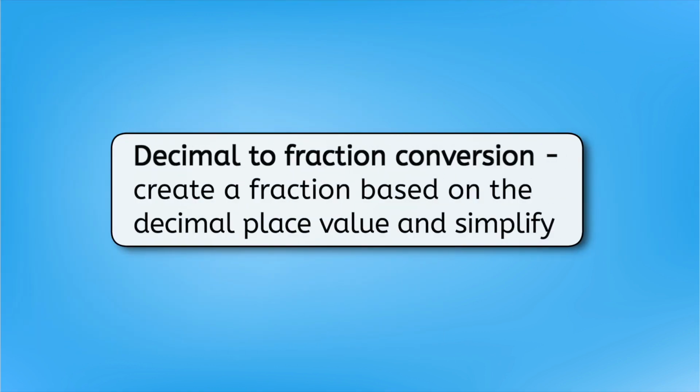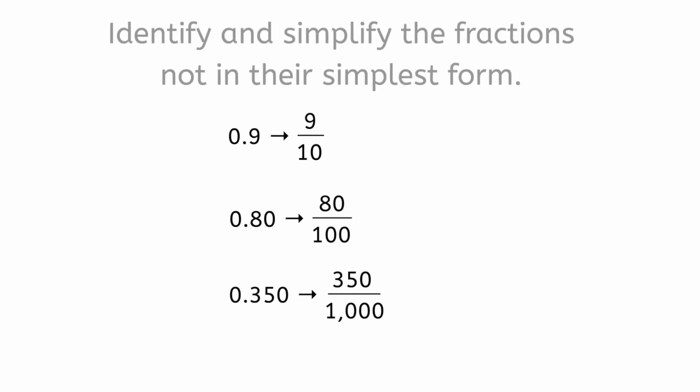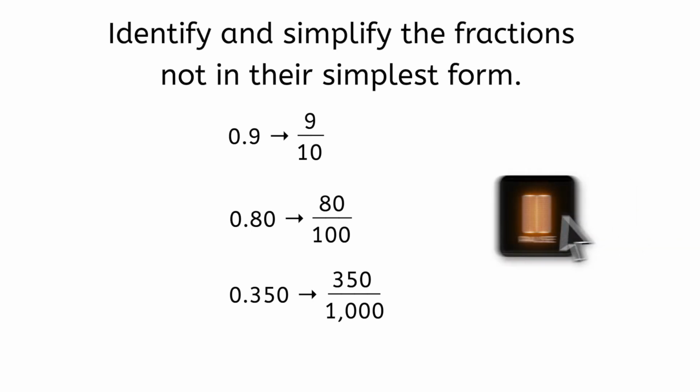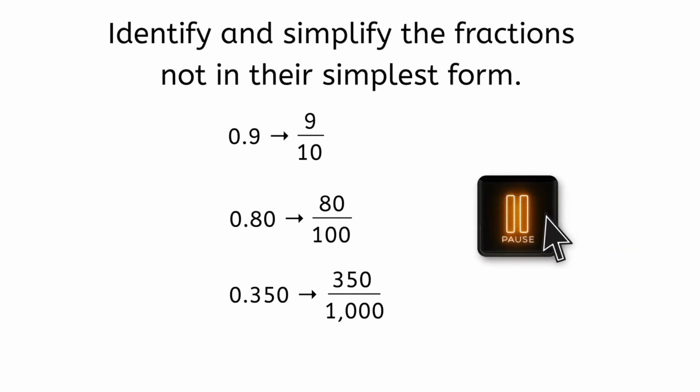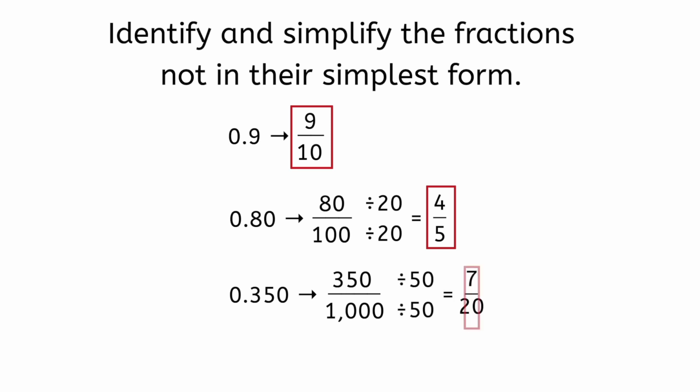Great job! To convert decimals to fractions, we just need to create a fraction based on the decimal's place value and then simplify. Two of these fractions are not in simplest form. Pause here to identify those fractions and then simplify them. 9/10ths is already in its simplest form, but 80 over 100 can be simplified to 4/5, and 350 over 1000 can be simplified to 7/20.